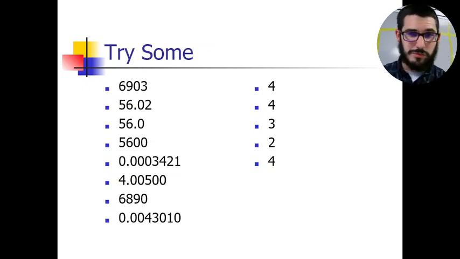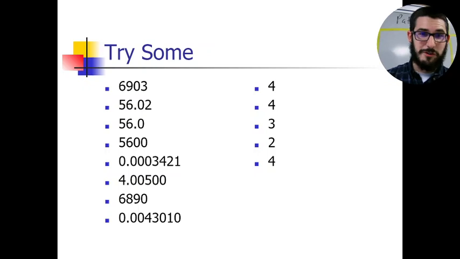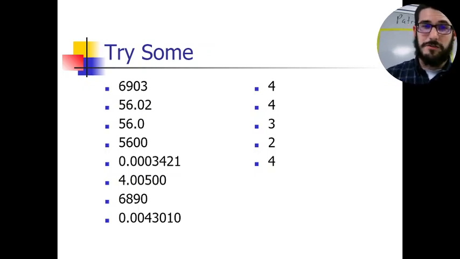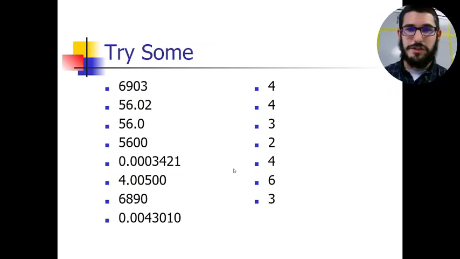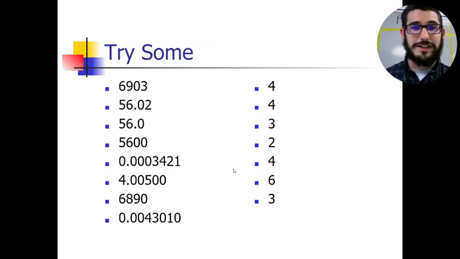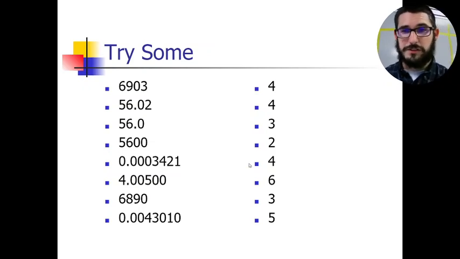4.00500, decimal present, so present is Pacific, that 4 is the one we're going to start with. All of those are significant, so I've got 6. Then 6890 is going to be 3, and that last one we will have 5.